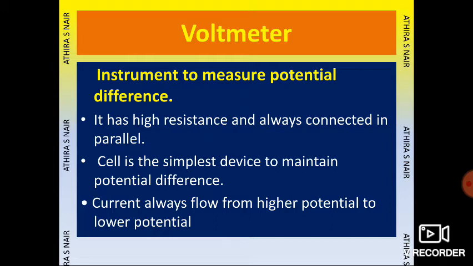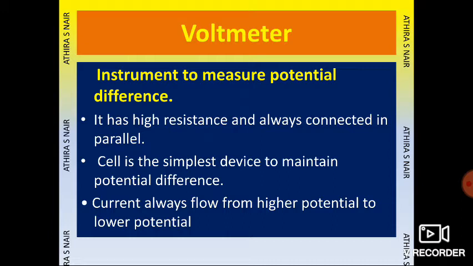Today we will start with voltmeter. An instrument used to measure potential difference, that is voltmeter. Voltmeter is an instrument used to measure potential difference. It has high resistance and is always connected in parallel.